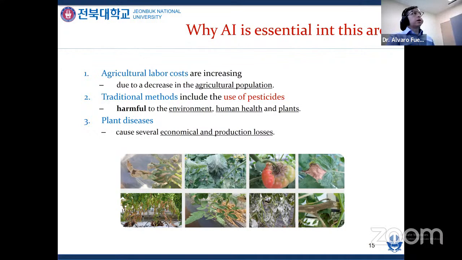And the other issues I have just mentioned: agricultural labor costs are increasing because there is a decrease in the agricultural population. I'm talking about Korea. And also the diseases, of course, cause several economic and production losses. So those three points were important for us at that time.